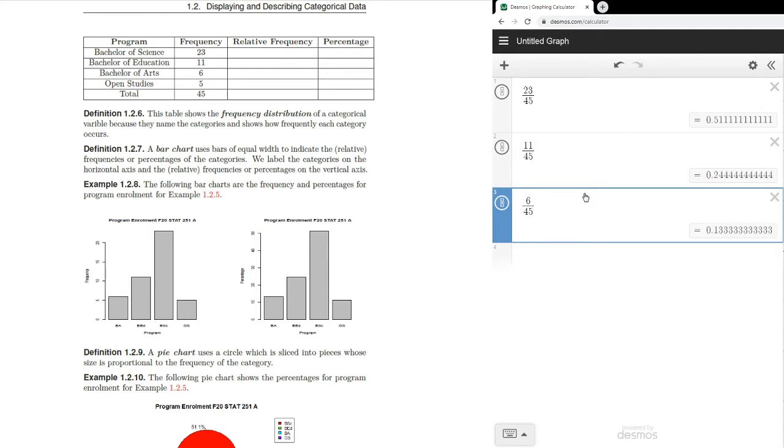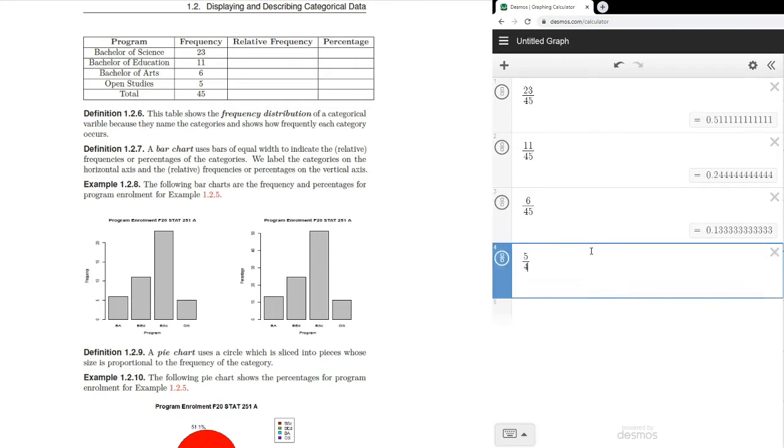For the Bachelor of Arts, there are 6 students over 45, which gives us our relative frequency of 0.13 repeating. And for Open Studies, there are 5 students, and its relative frequency would be 0.1 repeating. And the total relative frequency would be equal to 1.